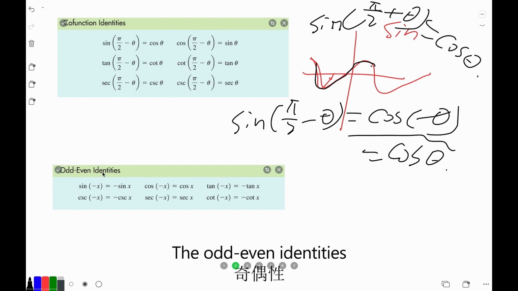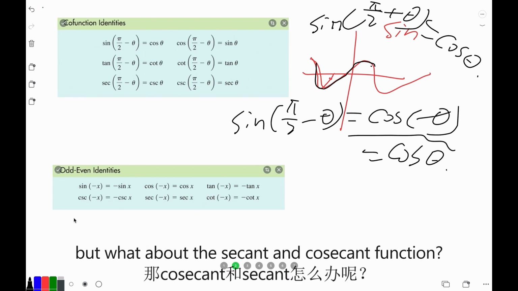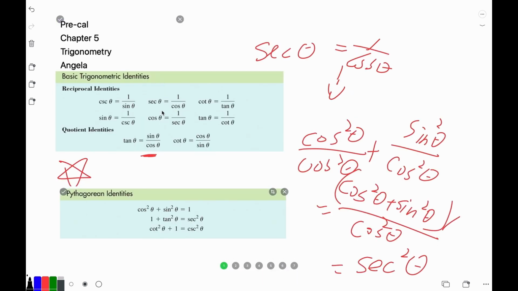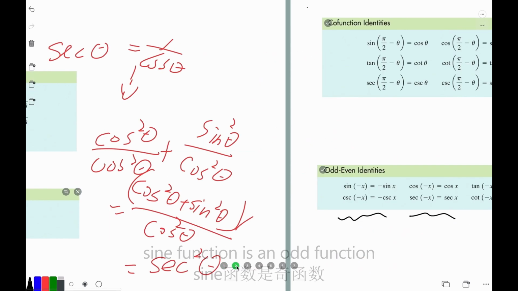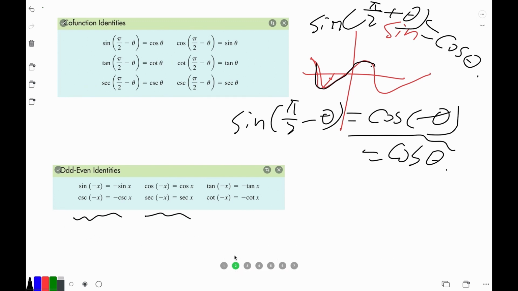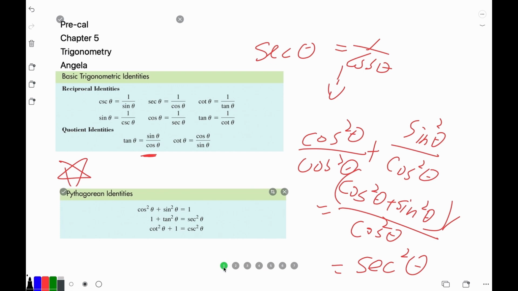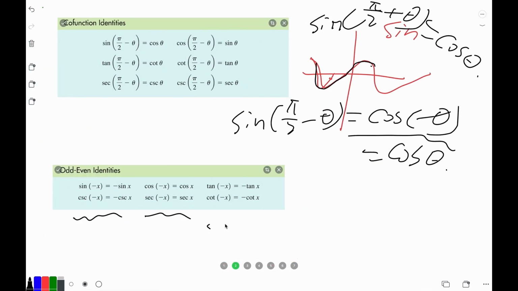Then the odd-even identities. You have learned the sine function, the cosine function, and the tangent function. But what about cosecant and secant? Cosecant theta is equal to 1 over sine theta. The sine function is an odd function, so the cosecant function is an odd function. And secant theta equals 1 over cosine theta, so it's certainly an even function.